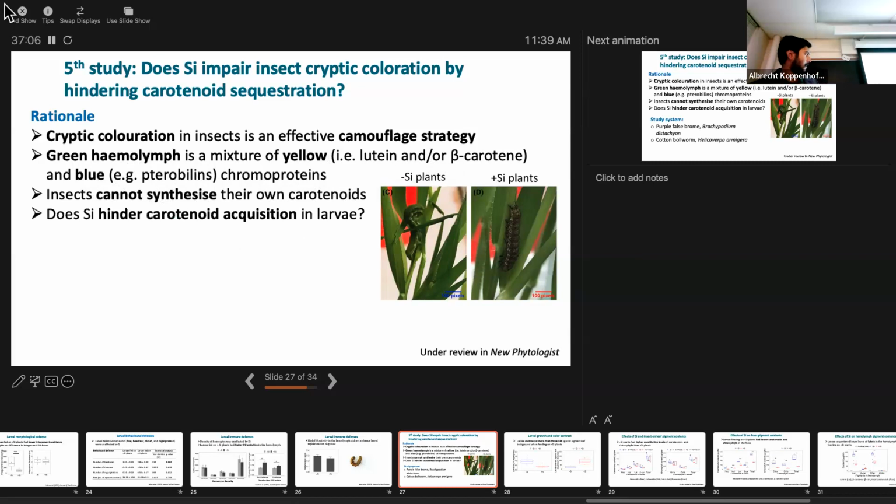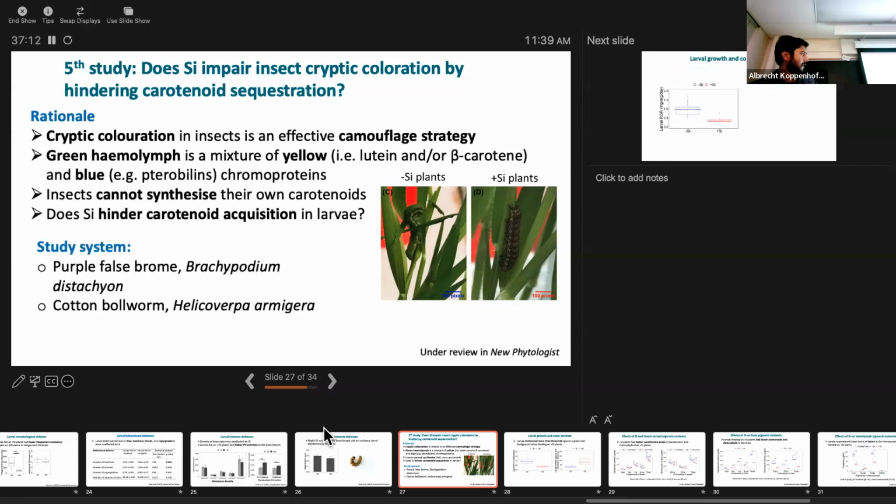So we asked the question, does silicon hinder carotenoid acquisition in larvae? We used the same study system, Brachypodium distachyon and cotton bollworm, Helicoverpa armigera. And we tried to measure the carotenoid and chlorophyll contents in leaves, in insect hemolymph, and insect frass to get an idea of what's going on there.